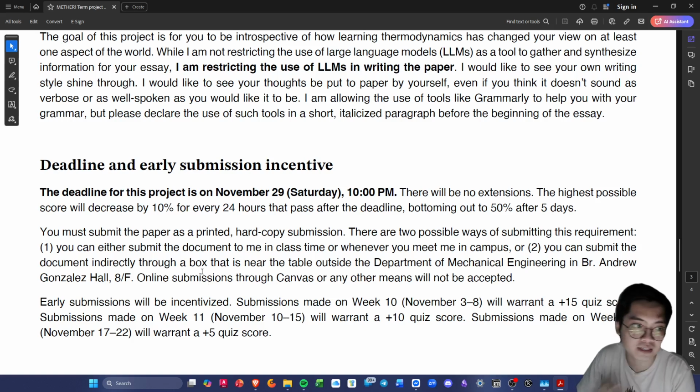Or number 2, you can submit the document indirectly through a box that is near the table outside the Department of Mechanical Engineering in Brother Andrew Gonzalez Hall, 8th floor. If you are coming out of the student elevators, turn right. Okay? Online submissions through Canvas or any other means will not be accepted.